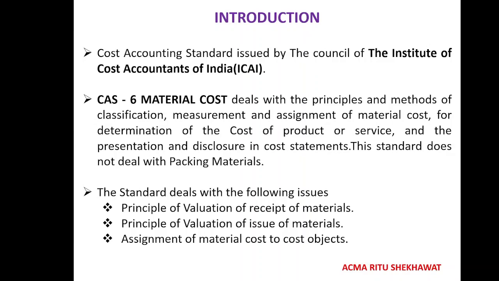It deals with the principles and methods of classification, measurement and assignment of material cost for determination of the cost of product or services, and the presentation and disclosure in the cost statement. This standard does not deal with packing material. So basically this tells you what material cost is. Material cost is not just raw material cost, it is for others also. It includes direct cost and indirect cost also.